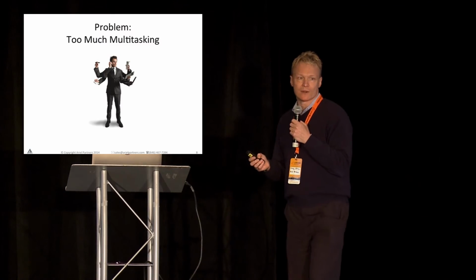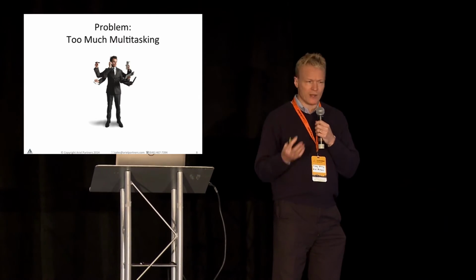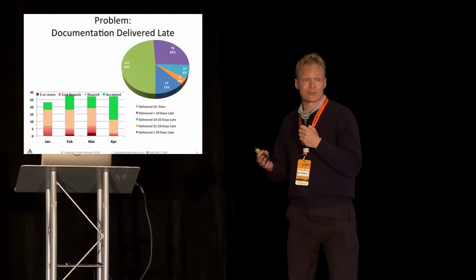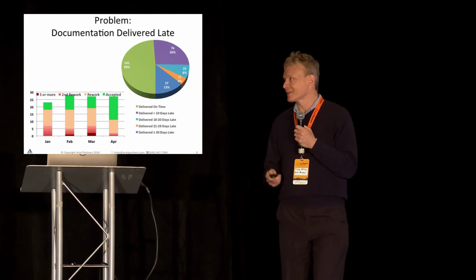So the first one was we kept missing our sprint commitments. And everyone was getting very stressed. And we found that everyone was working on a lot of different tasks simultaneously and constantly getting interrupted. Another issue we ran into was, it being the federal government, we had a lot of documentation to do. But the documentation was being delivered late, and then we'd get rework, and the rework was late.